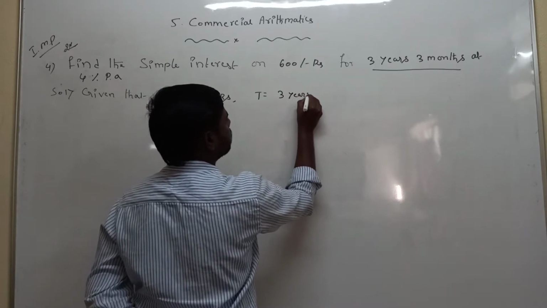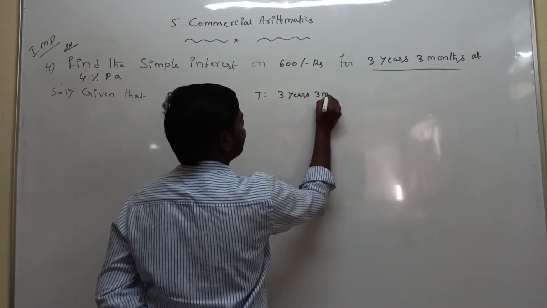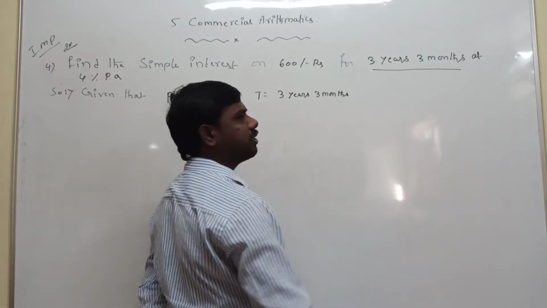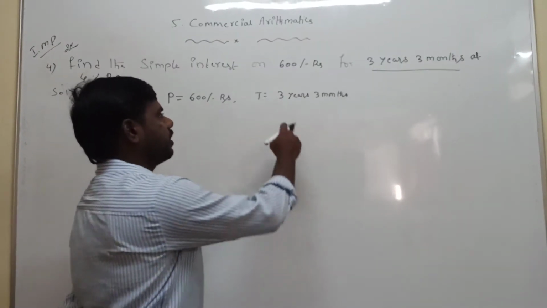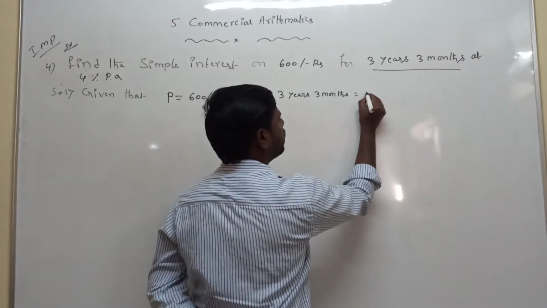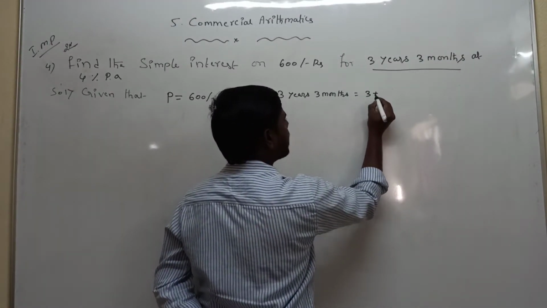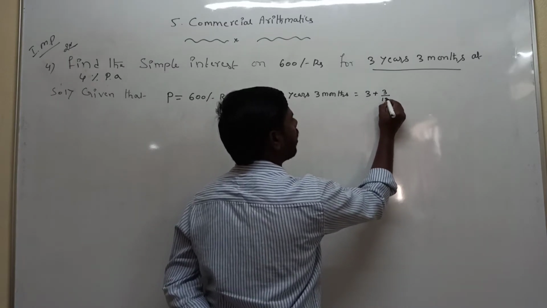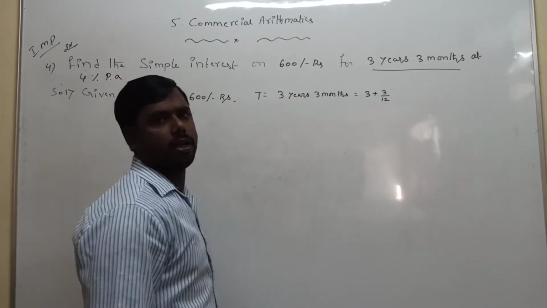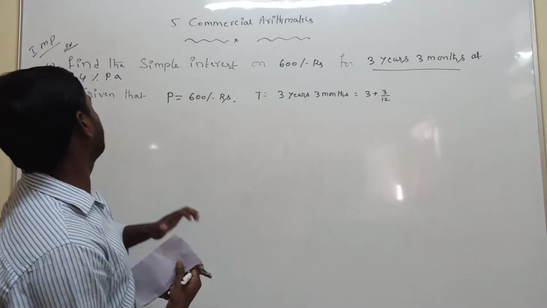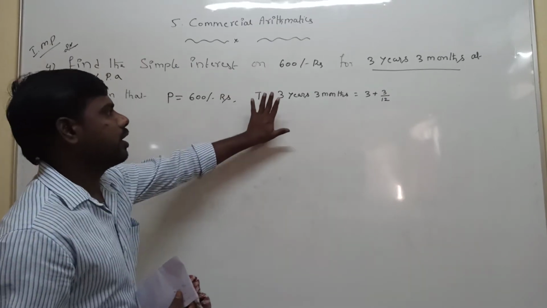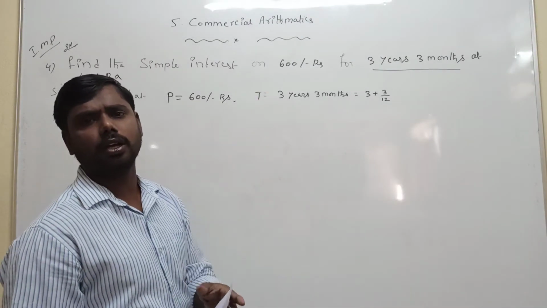How to take the time? Every time you have to convert it into per year. So 3 years is there, 3 years plus 3 months. Per year, how many months are there? There are 12 months. Now we are calculating per annum, that's why we are taking per year. That's why time also we have to convert to per year.